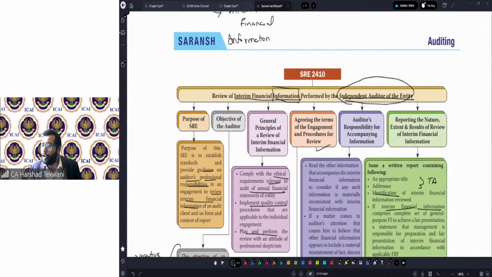So that was your chapter 10 about the SRE, which contains two important SREs, that is 2400 and 2410.